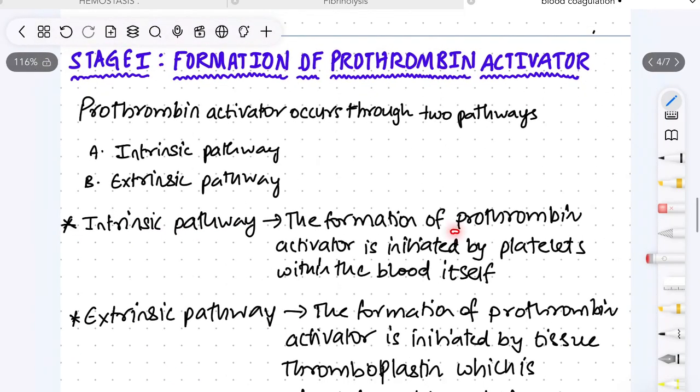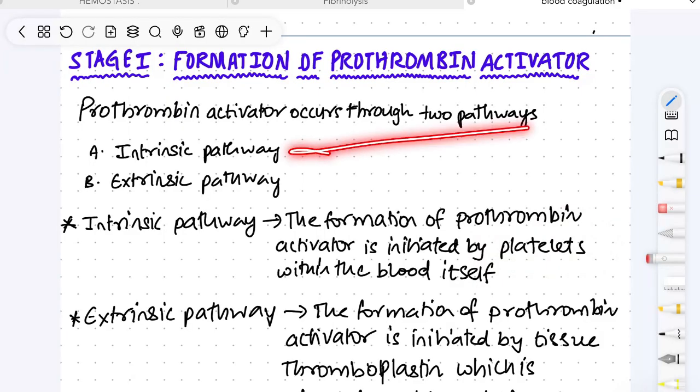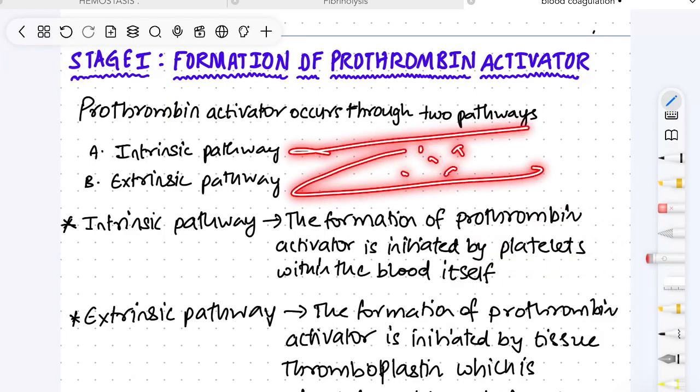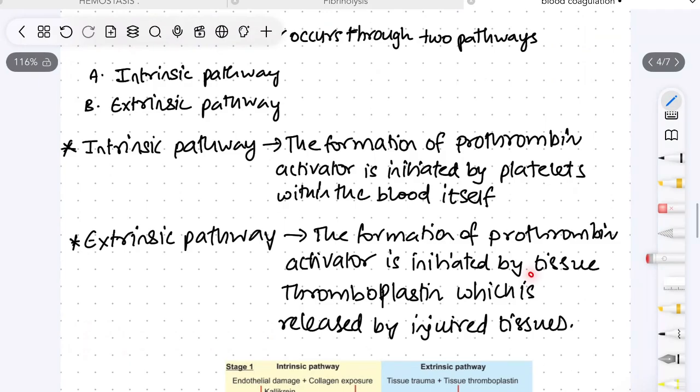In the intrinsic pathway, the formation of prothrombin activator is initiated by platelets within the blood. We all know that the blood has platelets, right? Within the blood, platelets activate the intrinsic pathway. Whereas the extrinsic pathway is initiated by the tissue thromboplastin, and this tissue thromboplastin is released by the injured tissues.